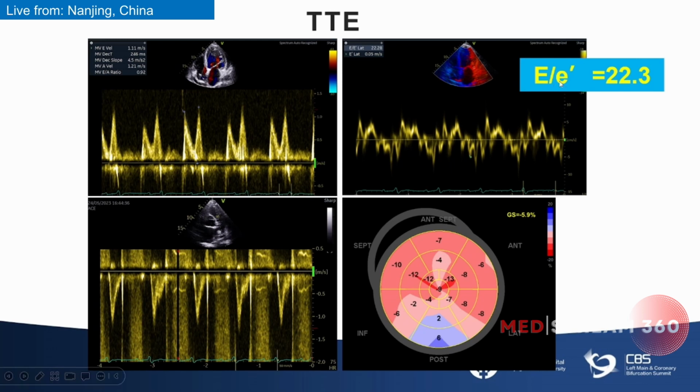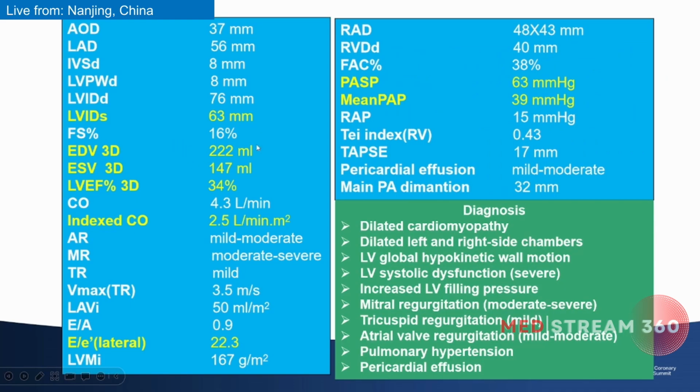This is a measurement of the E over E prime. The E over E prime is remarkably elevated, about 22. As we all know, this value correlates with the PCWP. So we conclude that the patient's filling pressure is quite high, and the GLS is only 5.9. This is the value of the echo measurements.